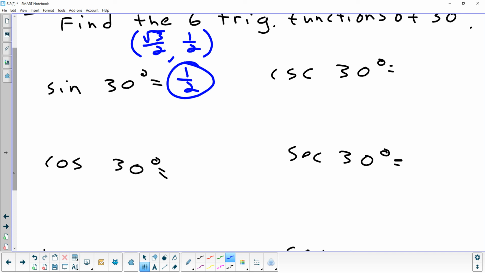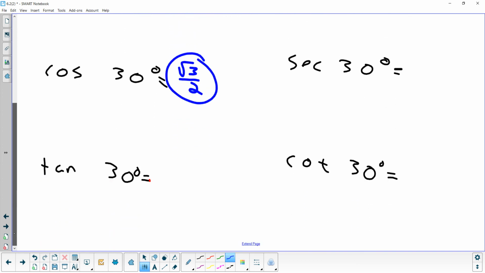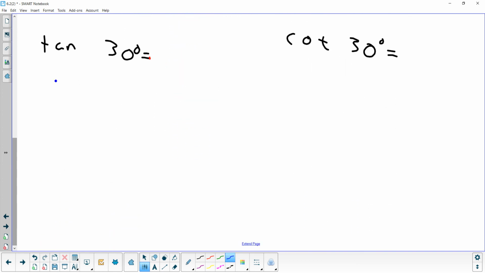Square root 3 over 2. Yep, it's the x value, which in this case is root 3 over 2. And Eli, my tangent? 1/2 over square root of 3 over 2. All right, sounds a little complicated. 1/2 over root 3 over 2.